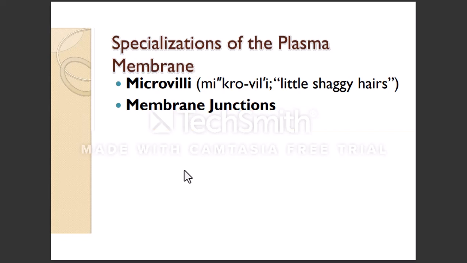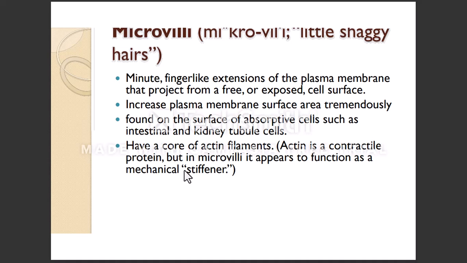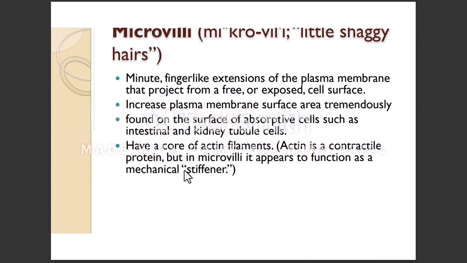So we are going to look at the various specializations of the plasma membrane. We are going to look at microvilli, which are small hair-like, finger-like structures which we find at the level of the plasma membrane. They project from a free or exposed cell surface. So they actually increase the cell surface membrane area. As a result of the increase in cell surface membrane area, they help in absorption. Cells that possess microvilli, like the cells found at the level of the ileum, are involved in absorption.